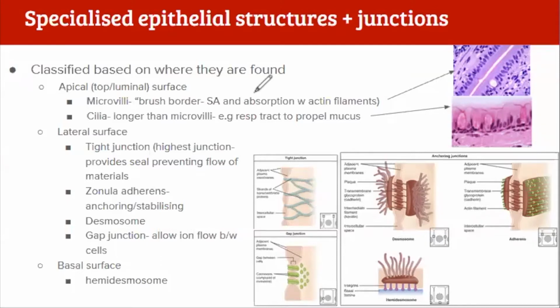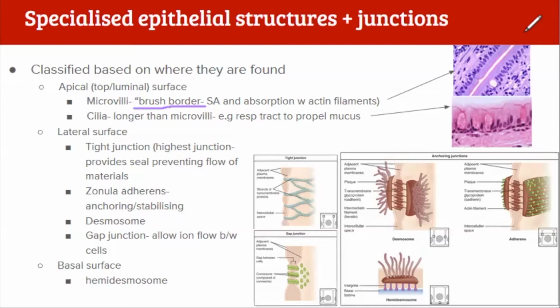In terms of some specialized structures, on the apical, on the top surface, you've got microvilli and cilia. So you'll hear your teachers talking about brush borders being the microvilli. Just as you can see along here, these are the brush borders. And that's there, again, for that absorptive role. You've got actin filaments there, and it's there just to increase the surface area.